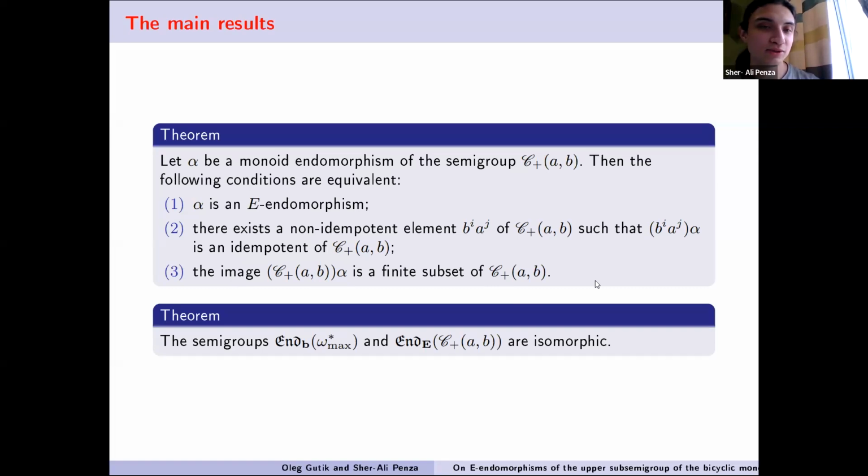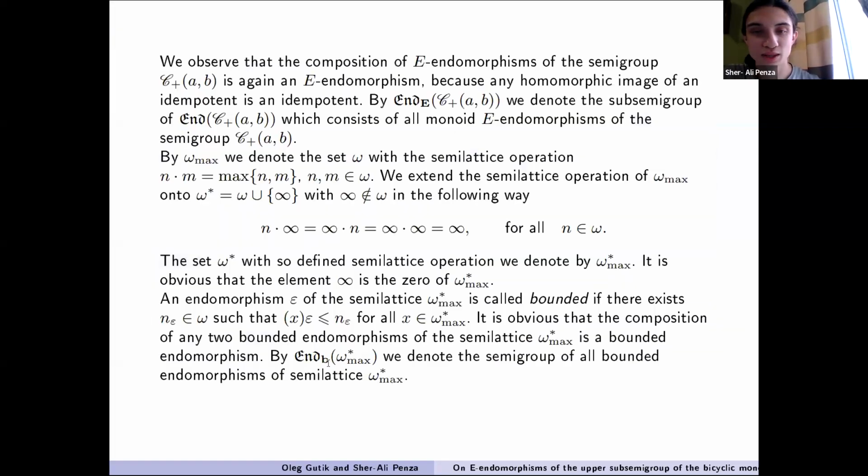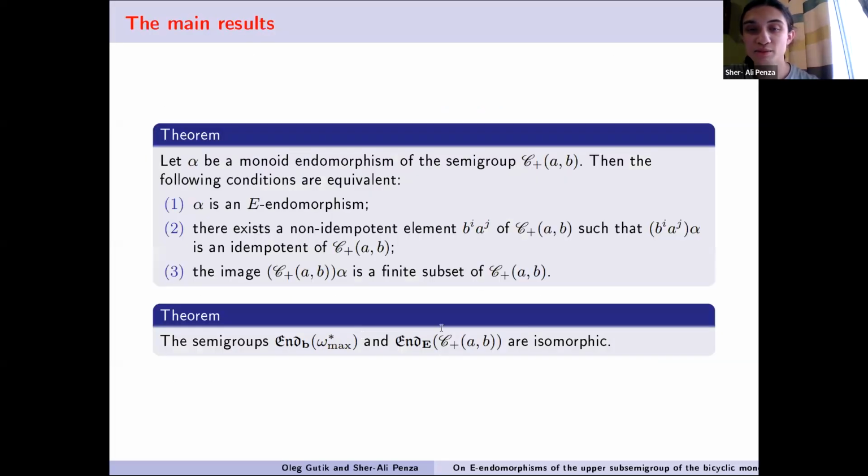And the next theorem states that the semigroup of all bounded endomorphisms of the semilattice omega star max and the semigroup of all E-endomorphisms are isomorphic.